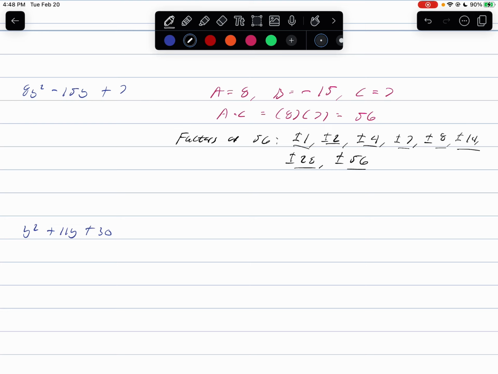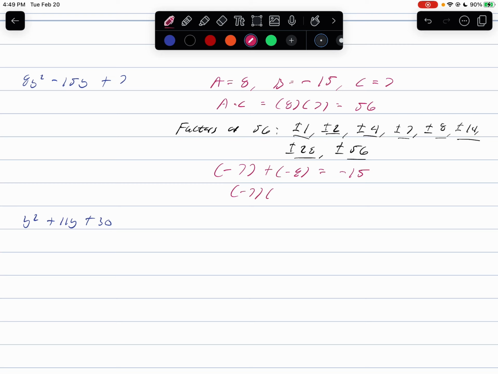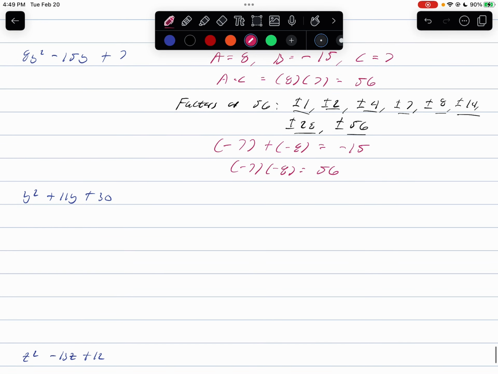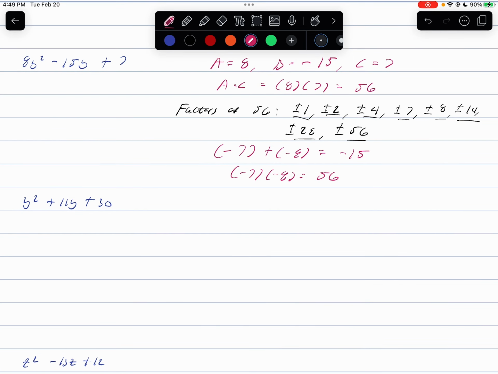So I'm thinking that it's going to be negative 7 and negative 8, because if we take negative 7 plus negative 8, we're going to get negative 15. But if we take negative 7 times negative 8, we're going to get positive 56. Okay, so that's what we're looking for here. And you'll get, the more you practice these, the better you're going to get at recognizing what the solutions are going to be. This just comes with practice. I'm able to spot this because I've done this many, many times. But the more you do it, the better you will get at it. Okay, so our numbers are going to be negative 7 and negative 8.